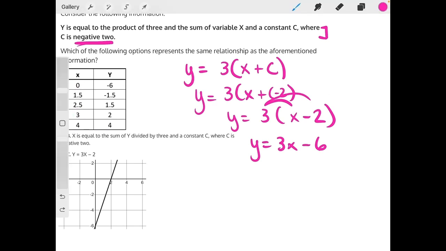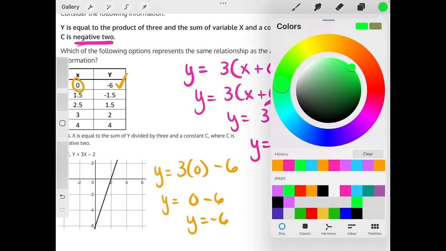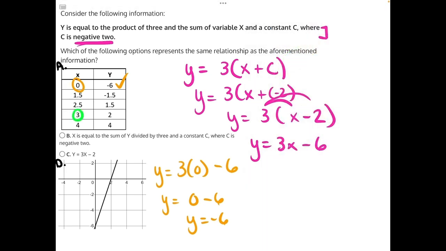So let's plug in. I'll grab a new color. Let's plug in 0 first. We'll have y is equal to 3 times 0 minus 6. Anything times 0 is just 0. So we'll have 0 minus 6, which will give us negative 6, making that correct so far. Now let's plug in 3. We'll have y is equal to 3 times 3 minus 6. Y is equal to 3 times 3 is 9. Minus 6 will give us 3, not 2. So that means answer choice A is incorrect.